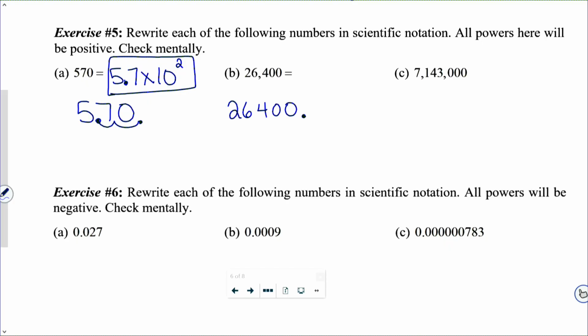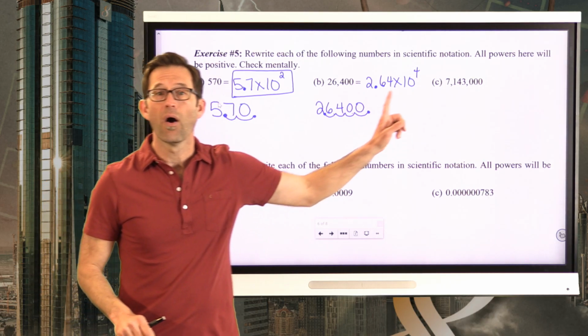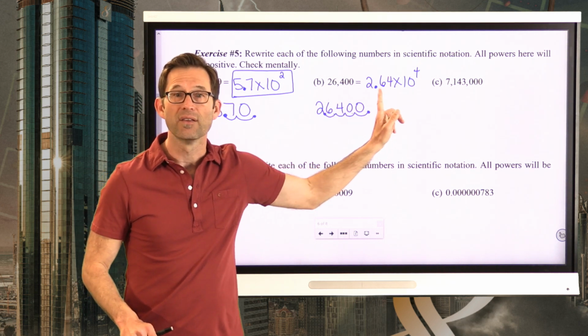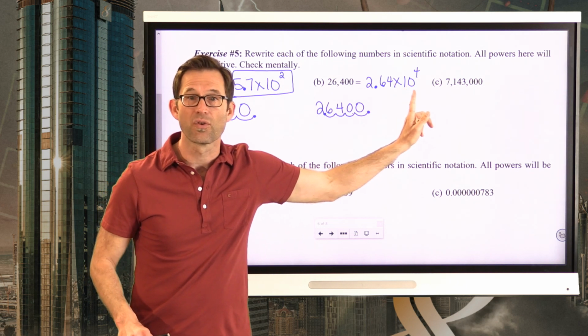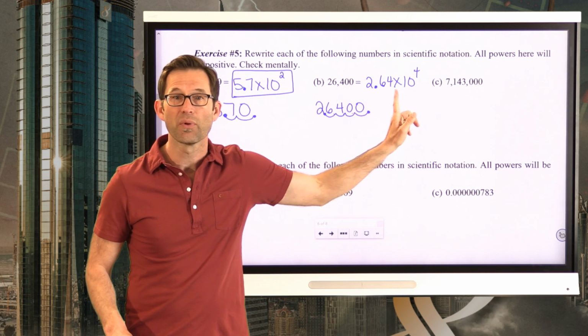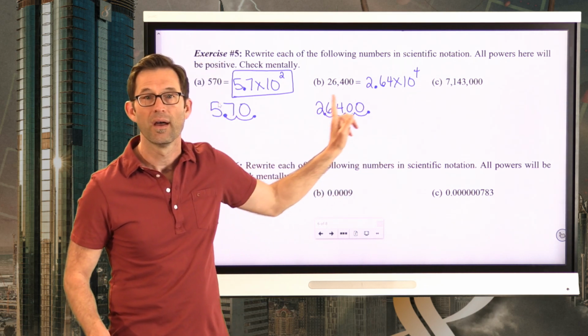Okay, if I want to write this in scientific notation, I'm going to take that decimal, I'm going to go 1, 2, 3, 4, and that's going to be 2.64 times 10 to the 4th, because I moved it 1, 2, 3, 4 units to the left. Now again, checking it mentally, are these two things the same? Well, if I took this product and I moved the decimal 4 places to the right, would it give me this? And the answer is yes, right? I'd move it these 2 places and then I'd get another 2 zeros, and that would give me that number.